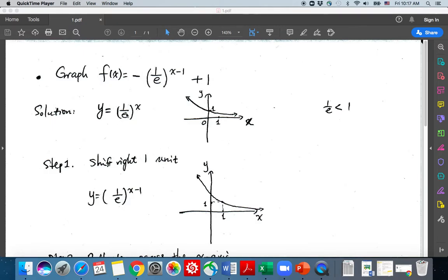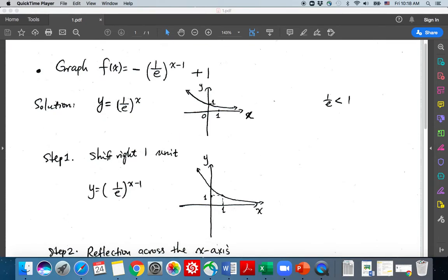e is the number which is approximately 2.72, and we take the reciprocal, that's a number less than 1. And we know for exponential functions with base less than 1, the graph is going to be a decreasing curve like this, passing through (0, 1), with the x-axis being the horizontal asymptote. So next, we're going to sketch the graph of this exponential function based on the graph of the parent function.